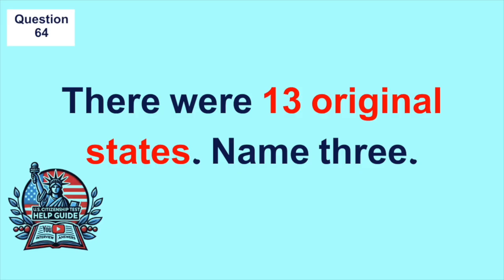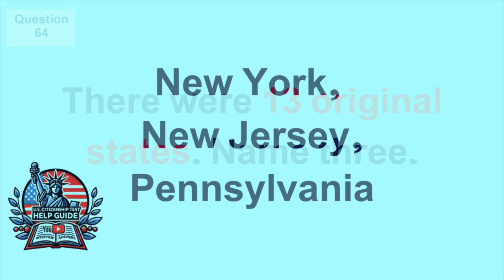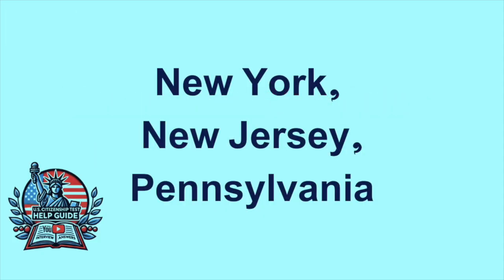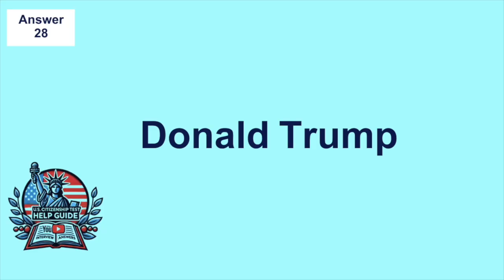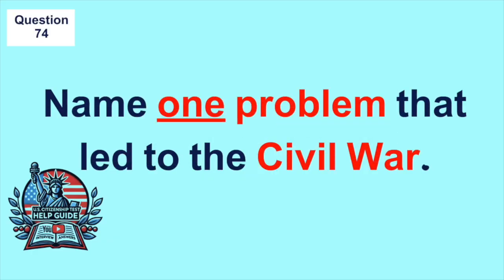There were 13 original states. Name 3. New York, New Jersey, and Pennsylvania. What is the name of the President of the United States now? Donald Trump. Name one problem that led to the Civil War. Slavery.